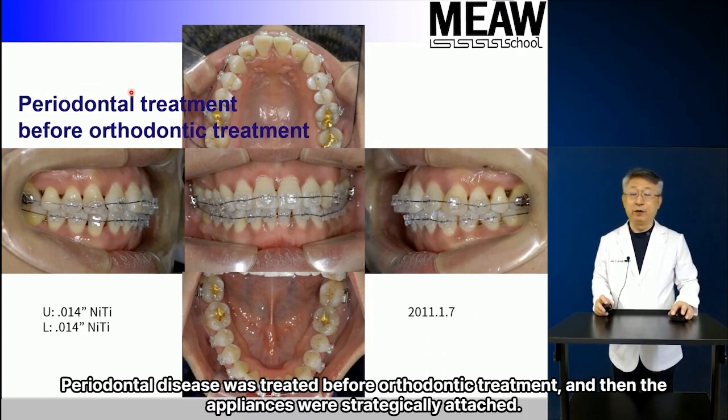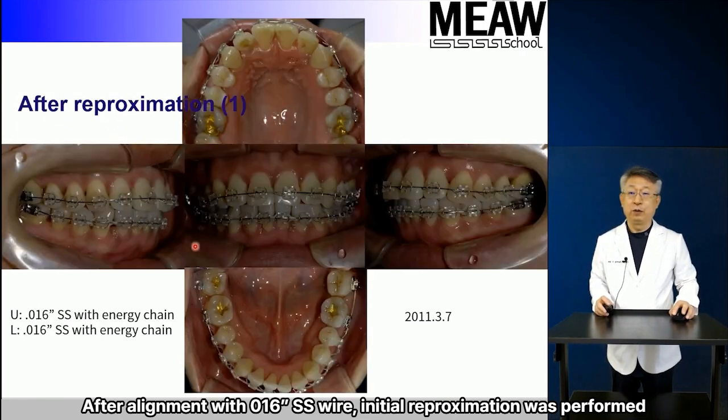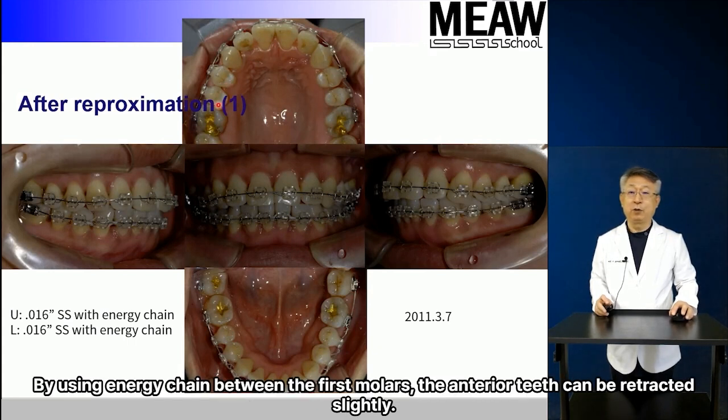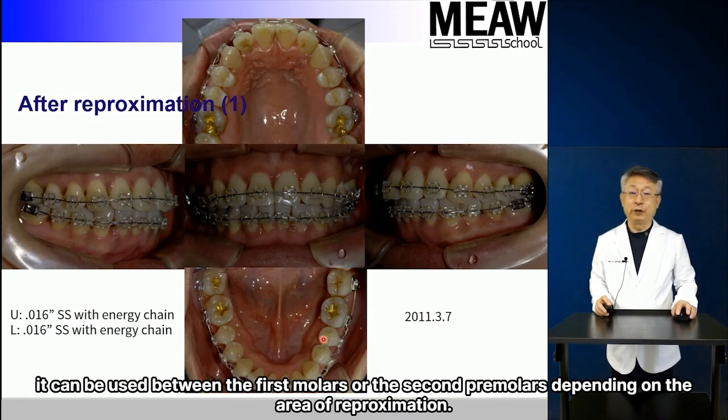Periodontal disease was treated before orthodontic treatment, and then the appliances were strategically attached. After alignment with 0.016 SS wire, initial reproximation was performed. By using energy chain between the first molars, the anterior teeth can be retracted slightly. Energy chain can be used between the first molars or the second premolars, depending on the area of reproximation.